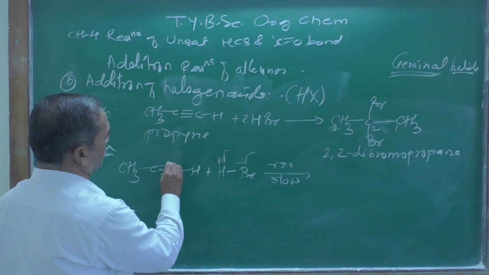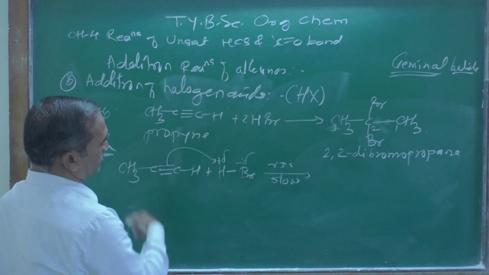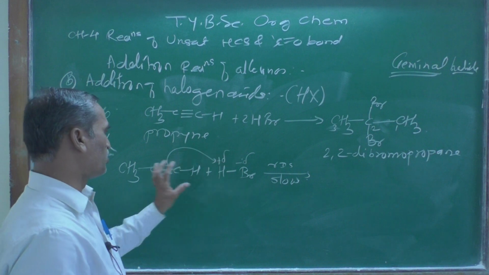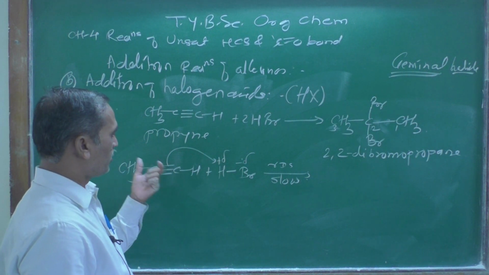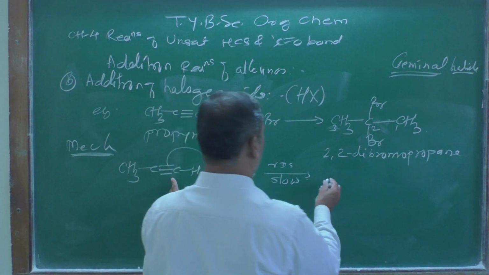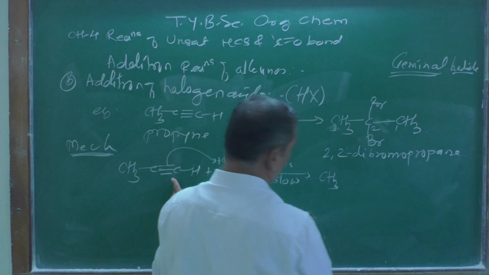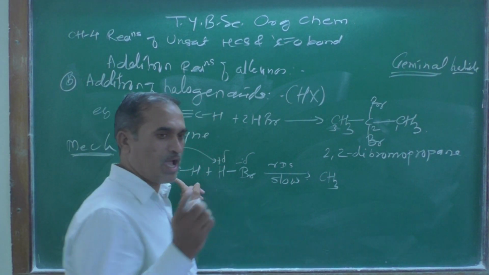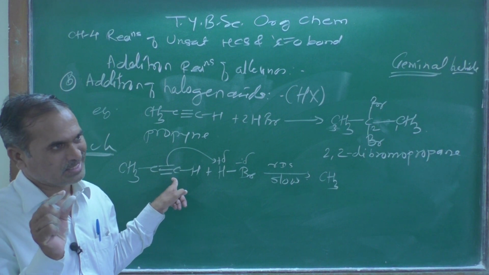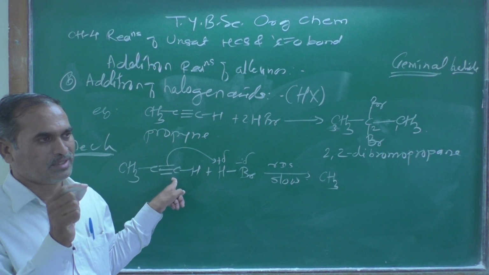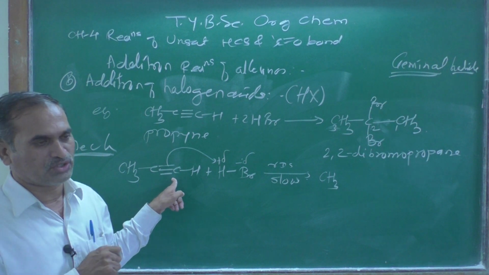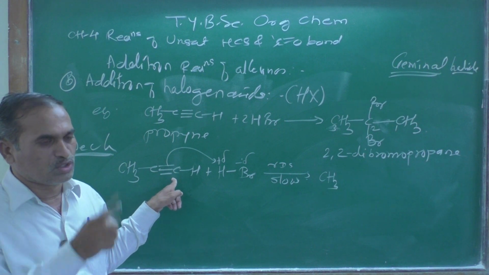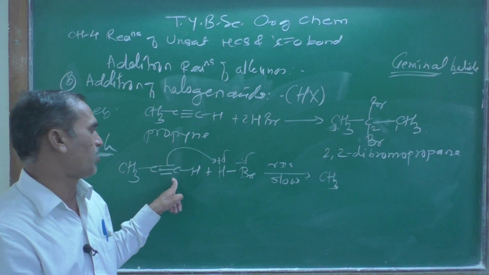Now this double bond moves, and there is a transfer of hydrogen from this acidic reagent to the alkyne. So what do you get over here? The reaction here takes place according to Markovnikov's rule. As we know, Markovnikov's rule states that in an addition reaction, the negative part of the reagent attaches to the carbon which carries fewer hydrogen atoms.